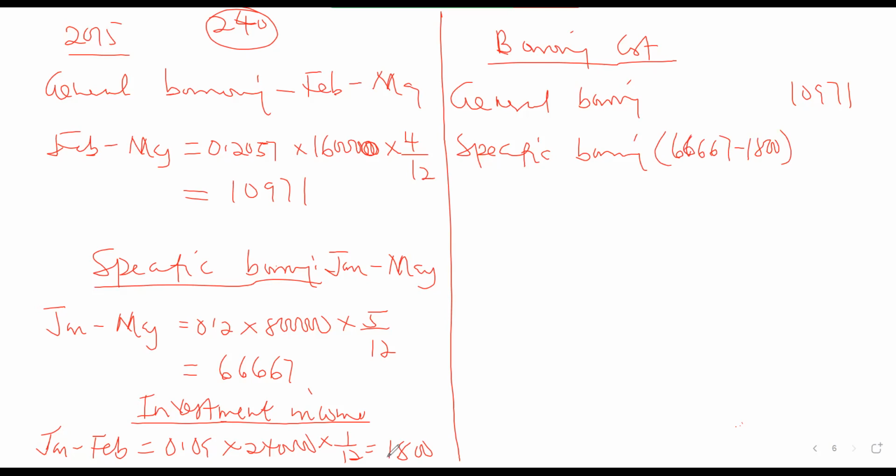What are we getting? We're getting 6,487,867. Yeah. Okay. Plus 10,971. I'm having 75,838. Okay. So let's come to the land and building.